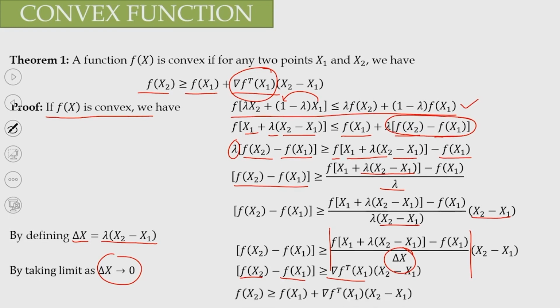If I rearrange the terms, I will get f of x2 greater than or equal to f of x1 plus del f transpose at x1 times (x2 minus x1). So from the definition of a convex function, we can derive this equation. We have proved that if this condition is true, then the function will be called a convex function.